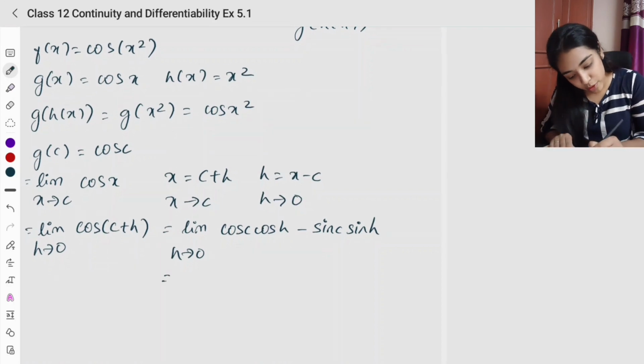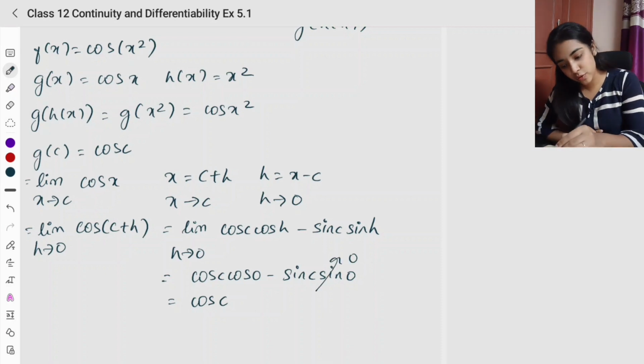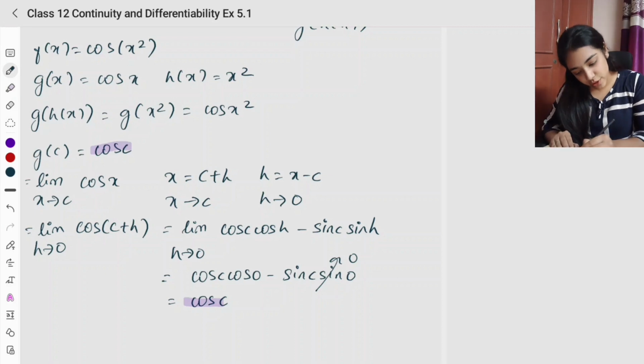So when I apply the limit, I'm going to have cos c cos 0 minus sin c sin 0. So this is going to be cos c. This term is going to be 0, because sin 0 is 0. So in that, what do we have? Cos c equals cos c. So cos is a continuous function. Cos x is a continuous function.